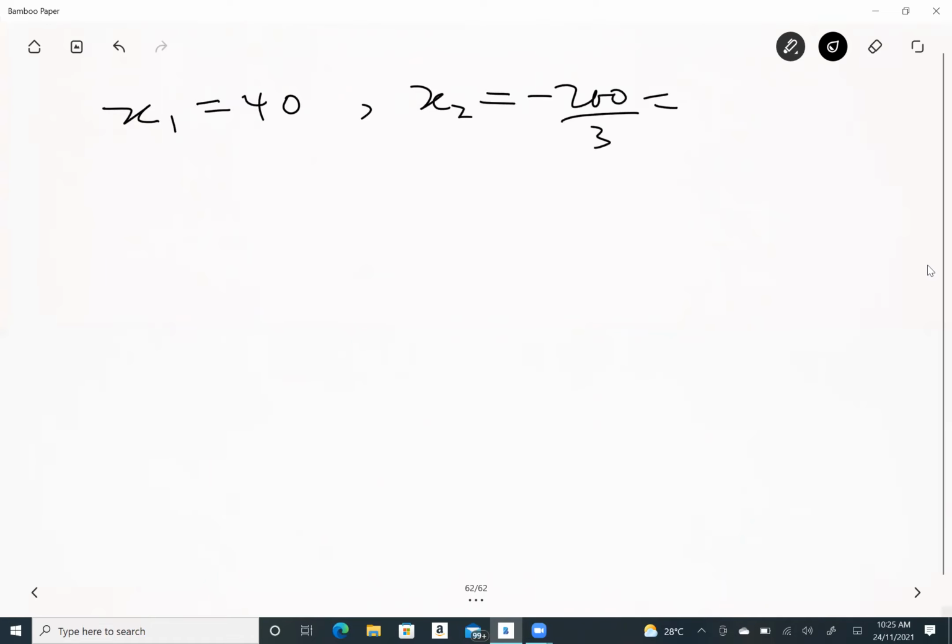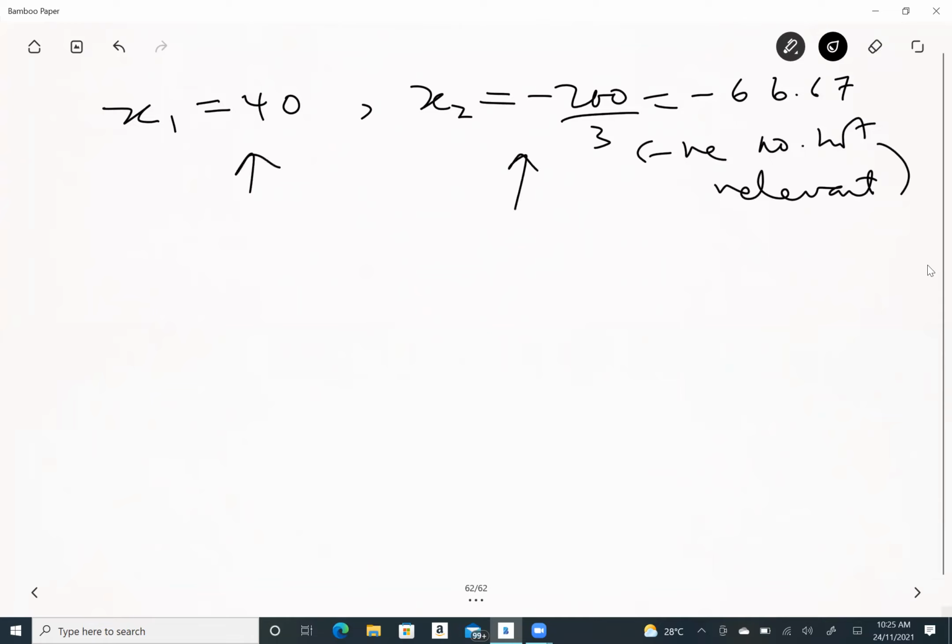Don't use a ratio; in the output, convert to decimal. 200 divided by 3, we got negative 66.67. And of course, in application, a negative number is not relevant. But for the sake of doing the test, we will do the test for this one and also for that one.